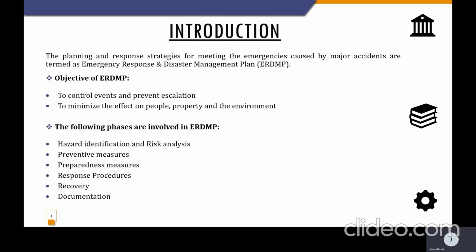Also, ERDMP assists in minimizing effects on biodiversity. For instance, during commissioning of CGS, utmost care is taken to prevent the leakage, and the effects on environment like deforestation are minimized. Risk assessment and analysis is done prior to setting up of CGS. For preparation of ERDMP, 7 phases are involved.